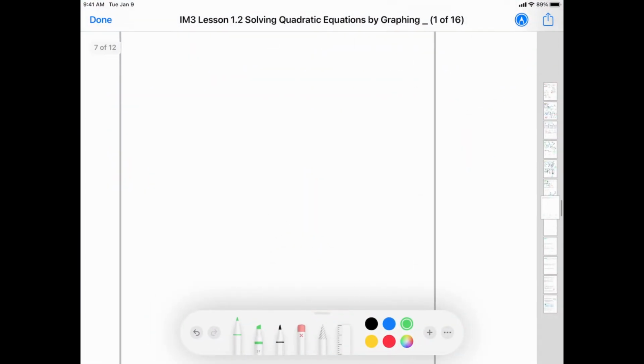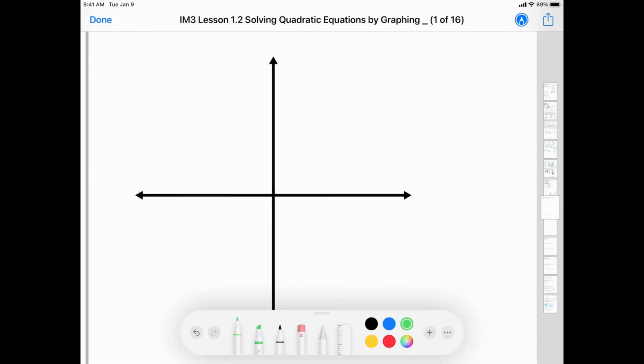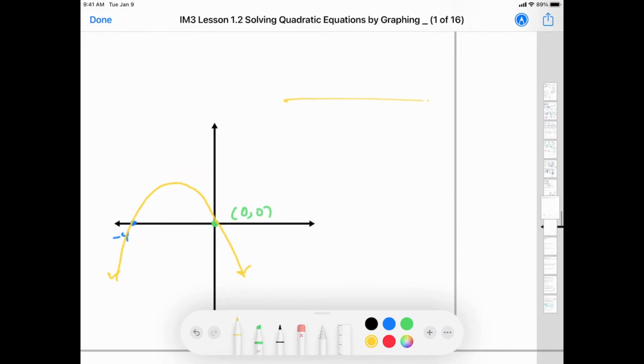So this one was nice because it was going through (0, 0) and (-4, 0). And the graph looked like this. And then the table of values was something like this.